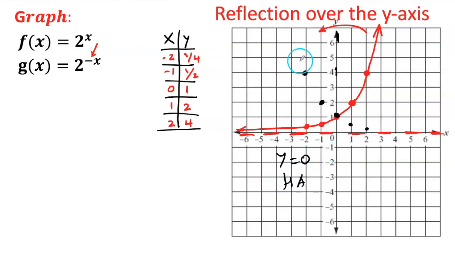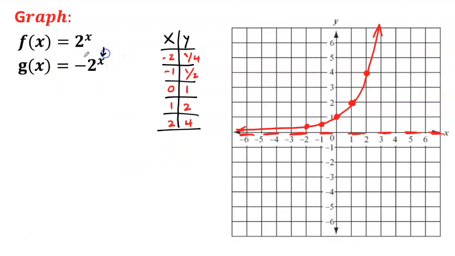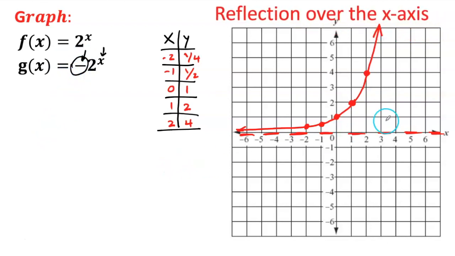Once I have these points, you know this is a curve, and once you reach the asymptote, you're going to go really close to the asymptote, but will never touch. And that's my reflection over the y-axis, which is this function. Now instead of the x being negative, now the whole function is negative. Therefore, this is the y. When this happens, it's a reflection over the x-axis, meaning this graph is going to go to the other side, and the x-axis is the line of symmetry.